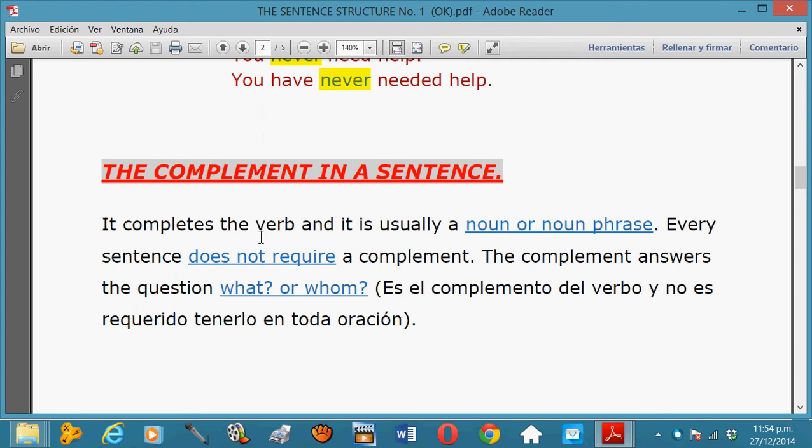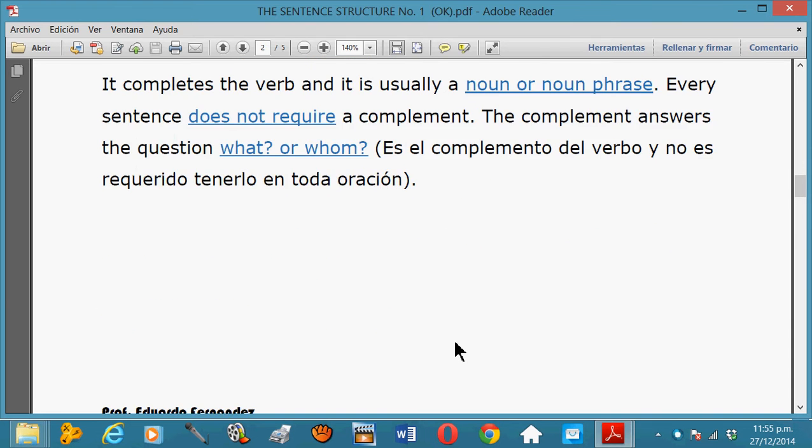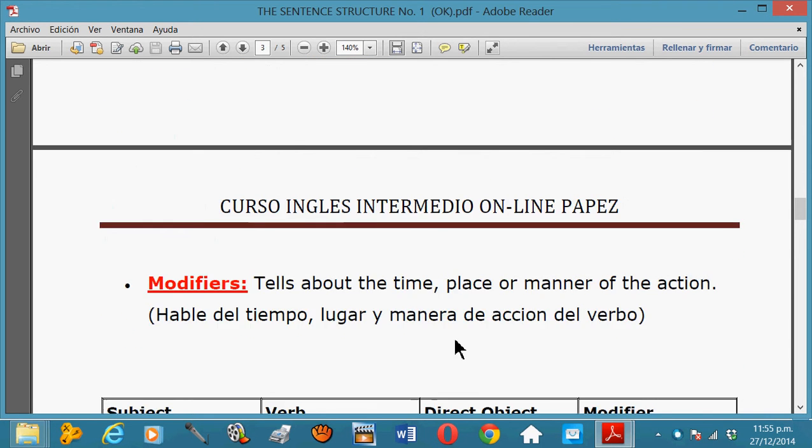Now the complement in a sentence. It completes the verb and it's usually a noun or a noun phrase. A noun phrase is composed of two or more words. Okay? Every sentence does not require a complement. The complement answers the questions what or whom. Es el complemento del verbo y no es requerido tenerlo en toda oración. Es un complemento del verbo en este caso aquí. Vamos a ver algunos ejemplos.